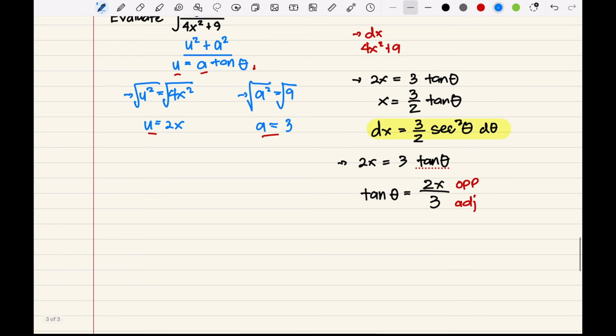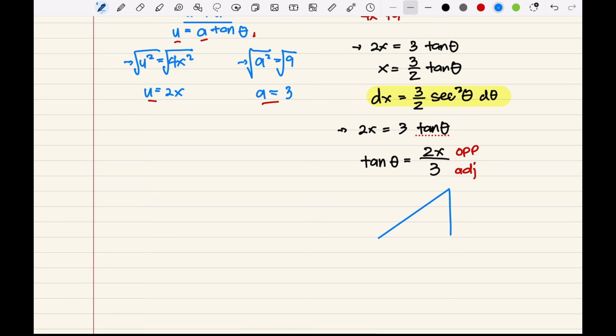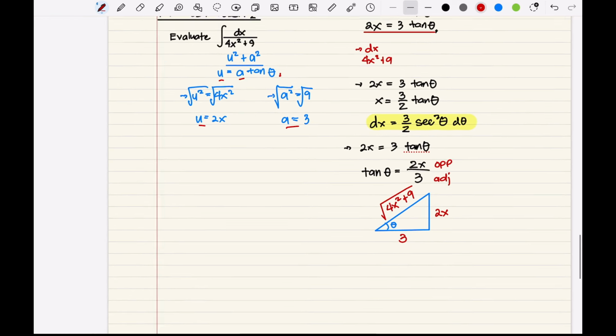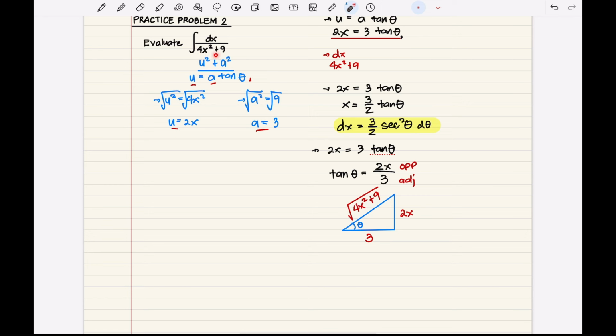Now let us try to draw yung corresponding triangle. So the triangle right here, we have theta, and then sa equation natin, opposite side daw is equal to 2x. So the opposite side is equal to 2x, and then yung adjacent side is equal to 3. And then to get the equation for the hypotenuse, we simply get the sum of the squares of the two sides. So the square of 2x is 4x squared, and the square of 3 is 9. So this side right here, yung hypotenuse natin, is equal to the square root of 4x squared plus 9. And doon sa equation natin, ang kailangan natin ay 4x squared plus 9. So we should get an equation for 4x squared plus 9 in terms of trigo functions.